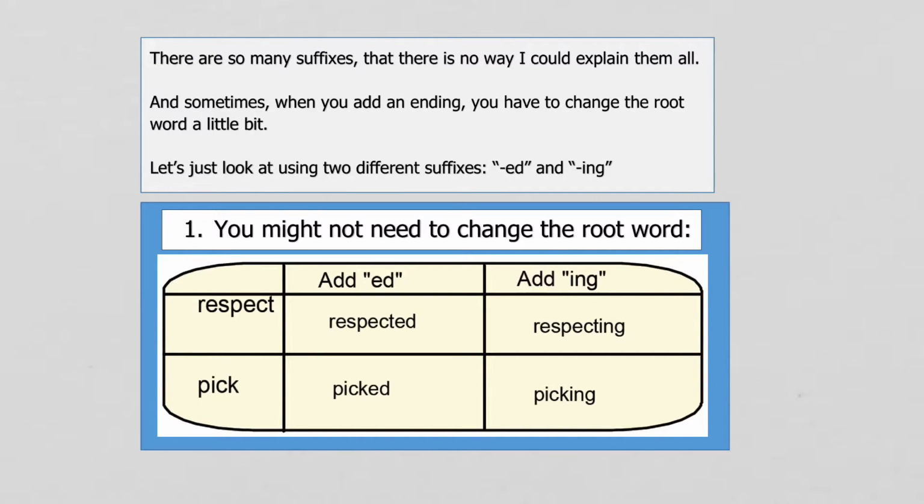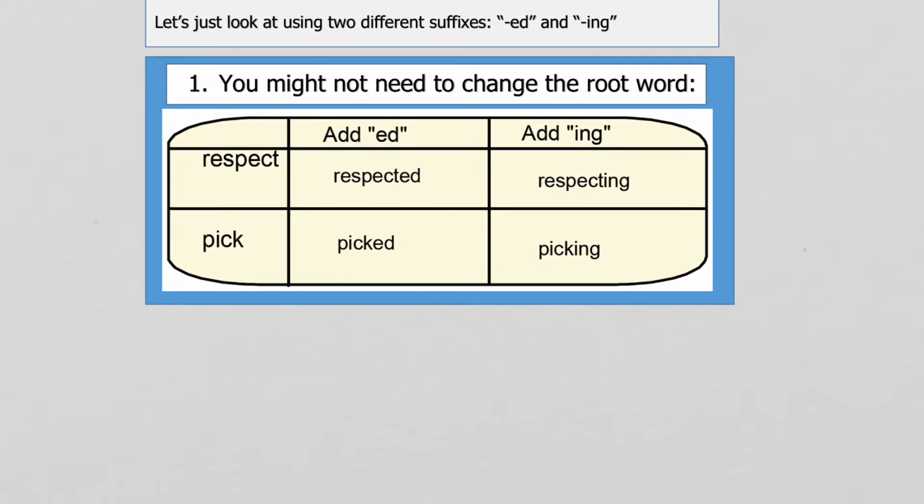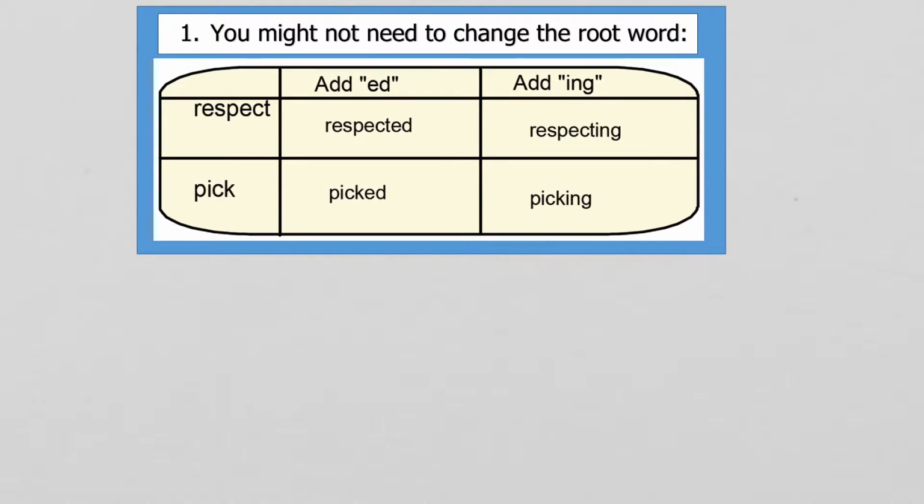So as you can imagine, there are so many different suffixes that there's no way I could explain them all. And what I will talk about next is how sometimes when you add an ending, you have to change the root word a little bit. So I just want to focus on the suffixes ed and ing. So as I said, here, number one, you might not need to change the root word at all. So I've got two root words as examples here. The root word respect and the root word pick.